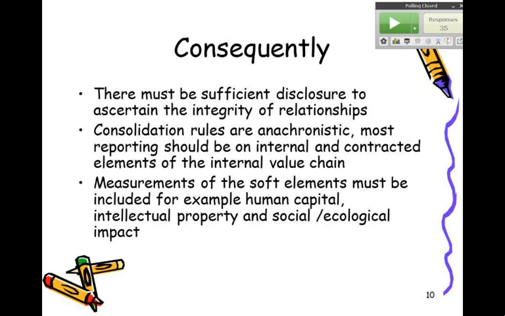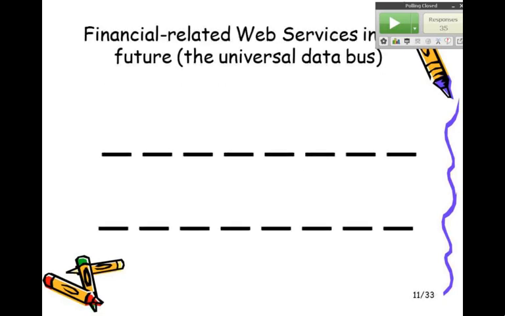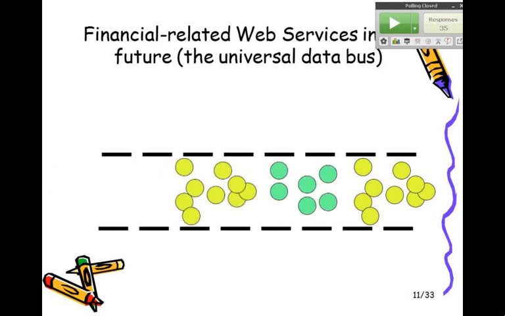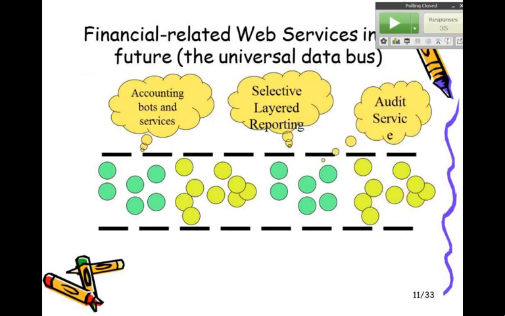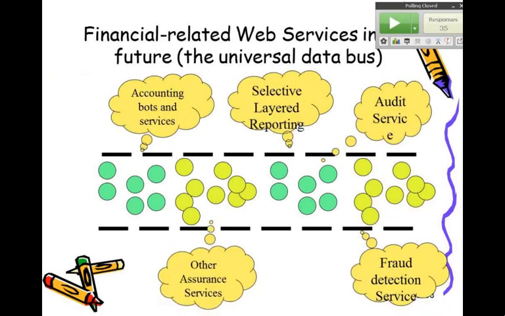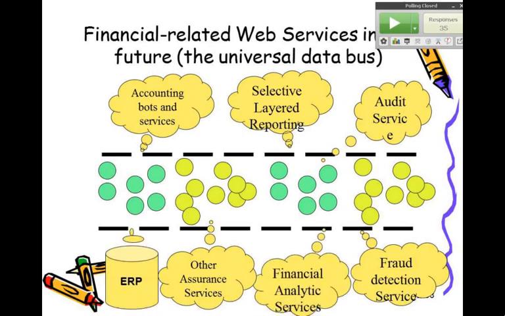And this is the example we did yesterday. The measurements of the soft elements must be included: human capital, intellectual property, social and ecological impact. And so here is what's happening today. Things are traveling the internet. They are using web open architecture. So what you can do, since they are interoperable, is create a whole set of accounting services that, instead of being done within the company, are done outside the company.